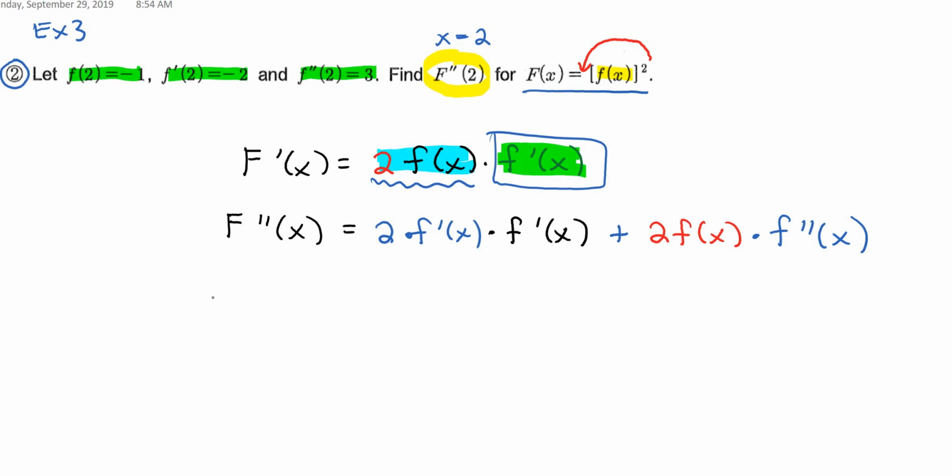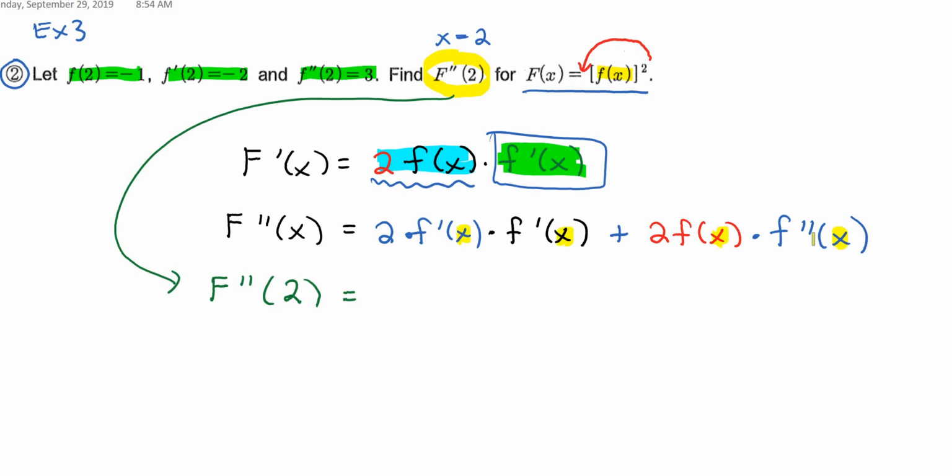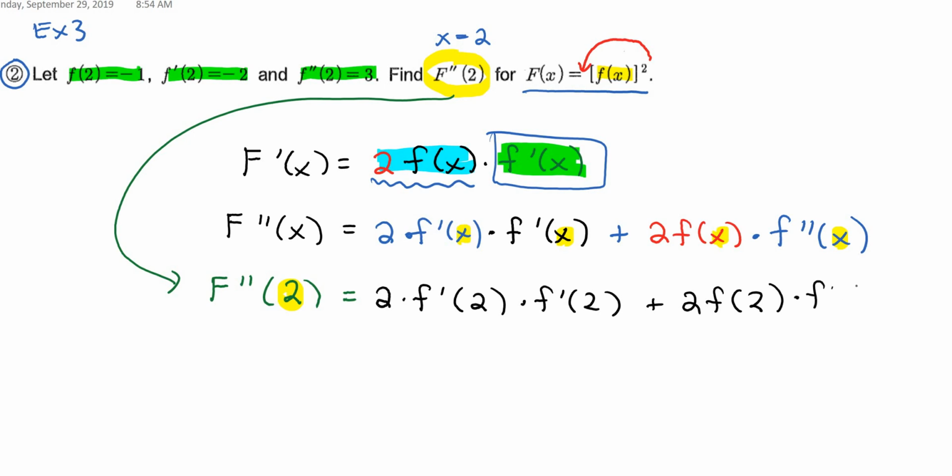Then the question is asking for the value of the second derivative when x equals 2. So anytime you see an x now, these x's will be substituted with the value of 2, because I'm trying to find the value of the derivative when x equals 2. If I substitute 2 into all the x's, I get 2 times f prime of 2 times f prime of 2 plus 2 times f of 2 times f double prime of 2.